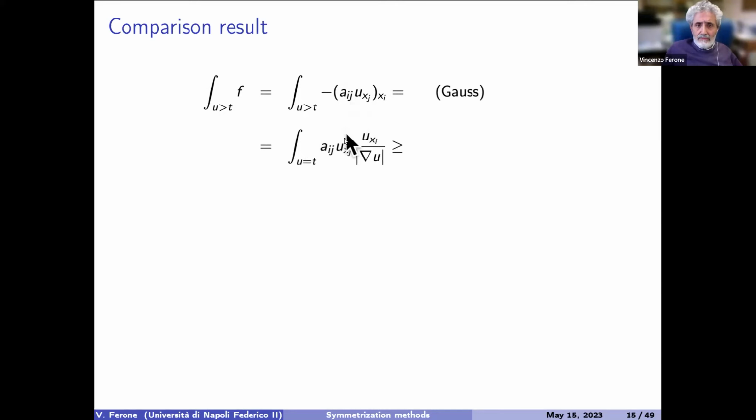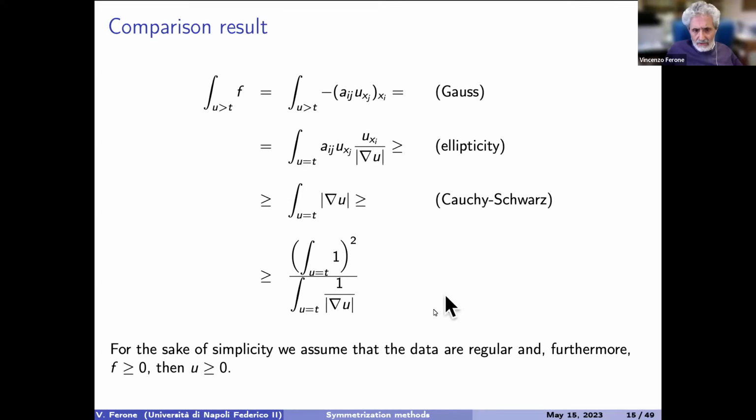elliptic operator. By using the Gauss theorem, we can reduce this integral to the integral on the boundary. Ellipticity gives this inequality, and then finally Cauchy-Schwarz gives that this integral is greater or equal than the ratio between these two integrals. For the sake of simplicity, I've taken all data regular and f greater or equal than 0, then u is greater or equal than 0. So everything has to be appropriately well justified in the general case, but essentially the proof goes like this.